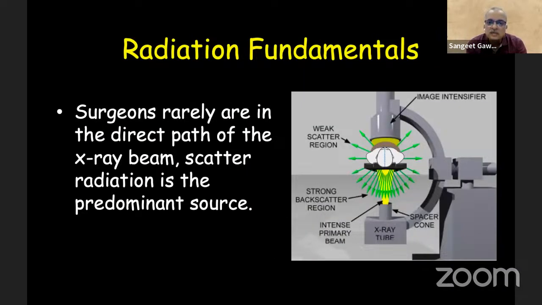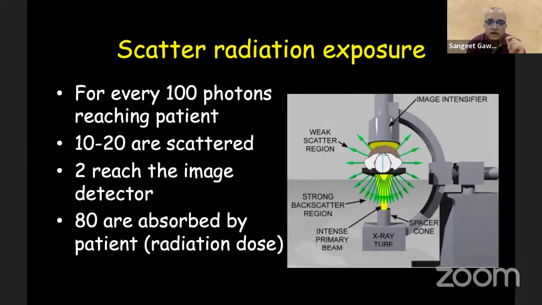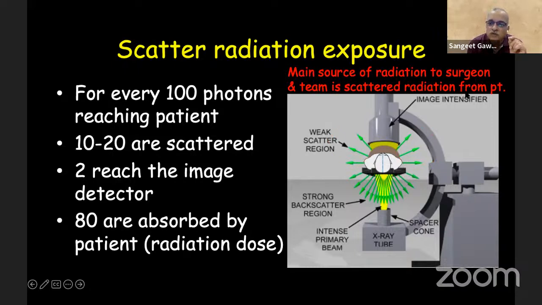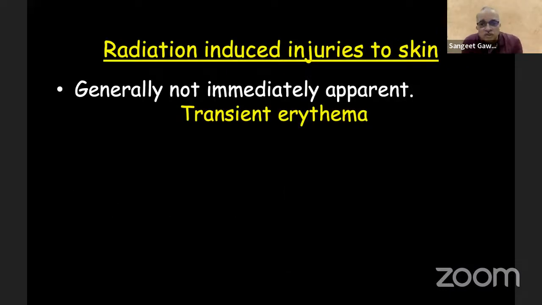Now, a fundamental which you must understand is that surgeons are rarely in the direct path of the radiation. The radiation coming from the X-ray tube passes via the OT table through the patient, and most of it is captured by the image intensifier. What we are exposed to is scattered radiation from the patient, which is about 20%. 80% is absorbed by the patient, 20% is scattered, and the OT personnel, including us, receive this scattered radiation. Of every 100 photons reaching the patient, about 20% are scattered, 80% are absorbed by the patient. So the main source of radiation to the surgeon and the team is this scattered radiation from the patient.